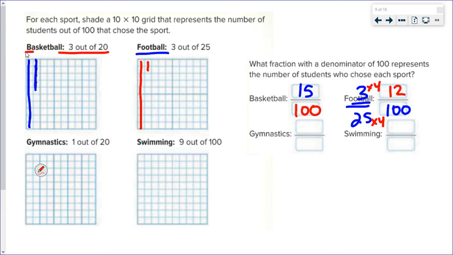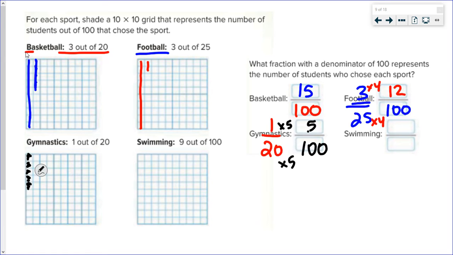Now, when we get to gymnastics, it says only one student out of 20 chose gymnastics. So again, I want to make this 100. So how am I going to get from 20 to 100? Again, I'm going to multiply that by 5, which means I multiply the top by 5. So 1 times 5 is 5. So that means only 5 students out of 100 chose gymnastics. So that means I'm shading 1, 2, 3, 4, 5. So that's all I'm going to shade there.